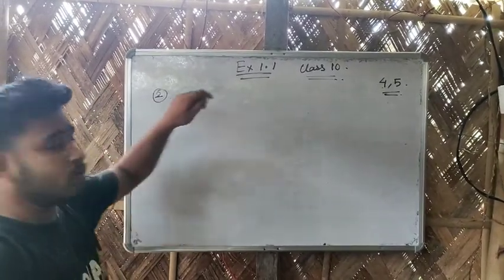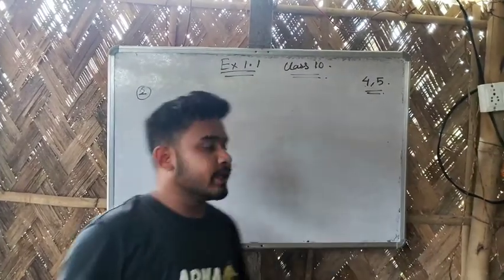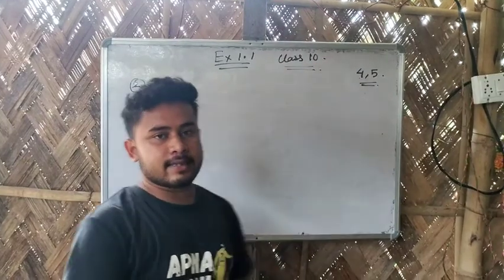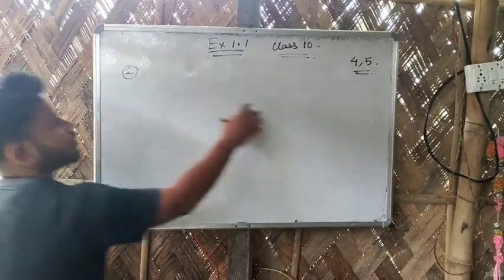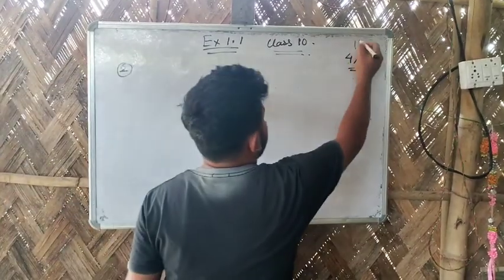We started exercise 1.1 where 3 questions were left: question number 2, question number 4, and question number 5. Just like the other questions, question numbers 2, 4 and 5 are similar. I will do question number 2, and questions 4 and 5 will be done by you. That will be the homework for today.